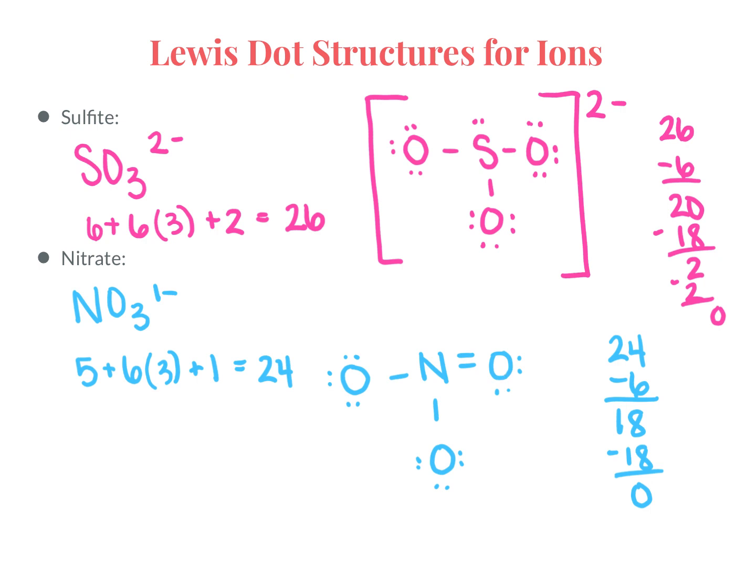Let's count. So this oxygen has 2, 4, 6, 8. This one has 2, 4, 6, 8. This one has 2, 4, 6, 8. And then nitrogen has 2, 4, 6, 8. Okay, and then last step, what do you have to put around? Okay, so you got to put your brackets. Minus 1 on the outside.